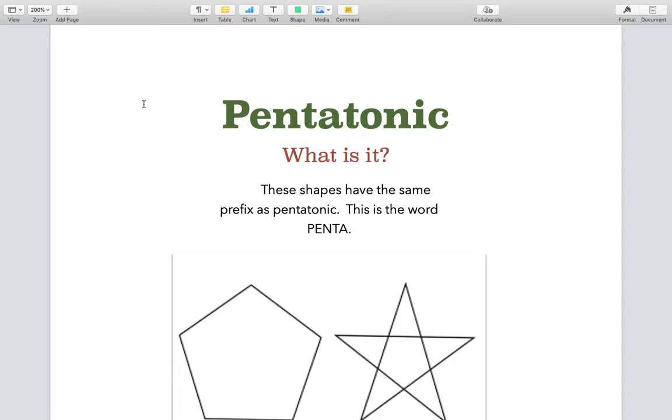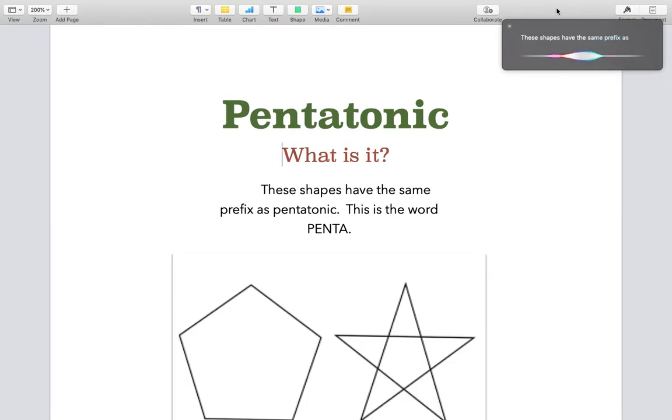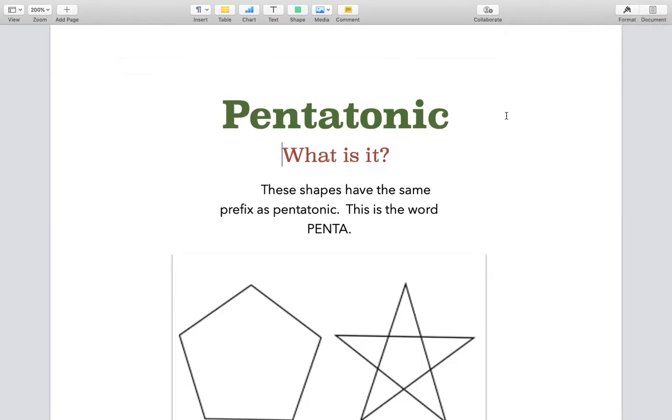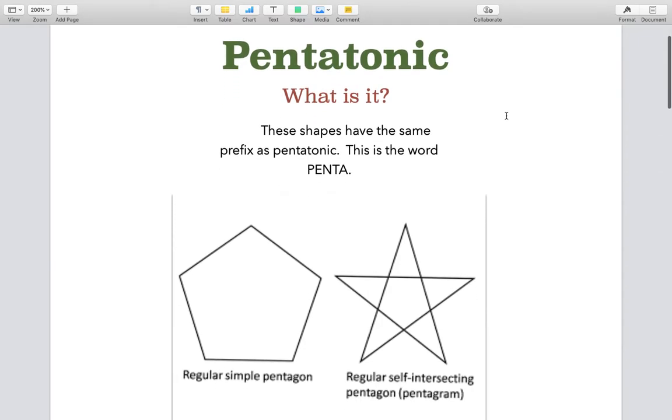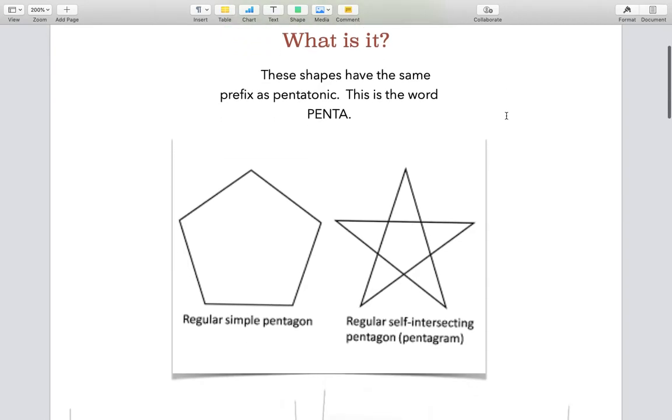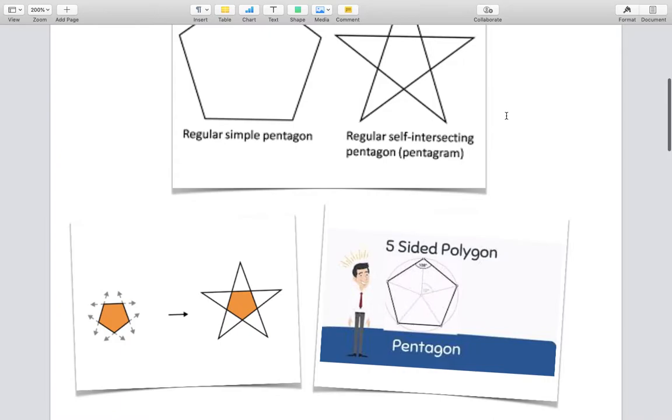We talked about pentatonic. What is it? These shapes have the same prefix as pentatonic, and this word is penta. Penta means five. If we look at these shapes, the pentagon and the pentagram, pentagon has five sides, and the pentagram has five points. These words are similar to the word we're actually doing this week, which is pentatonic.